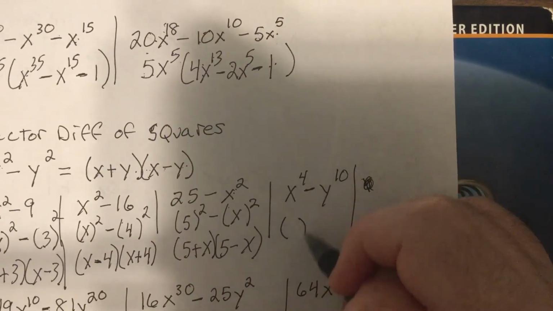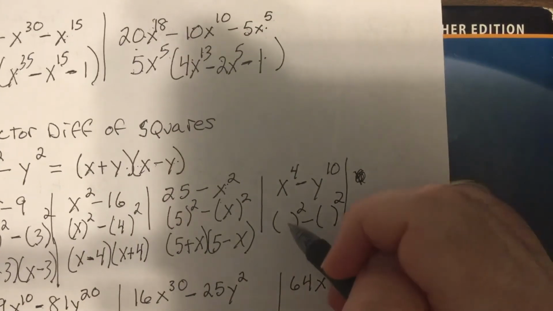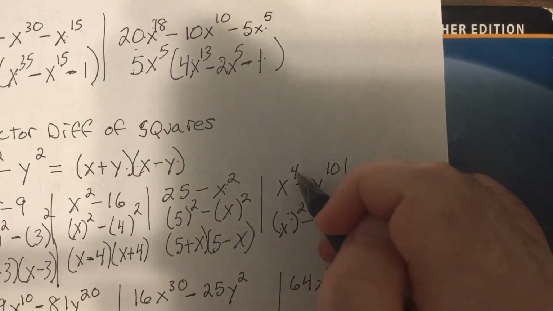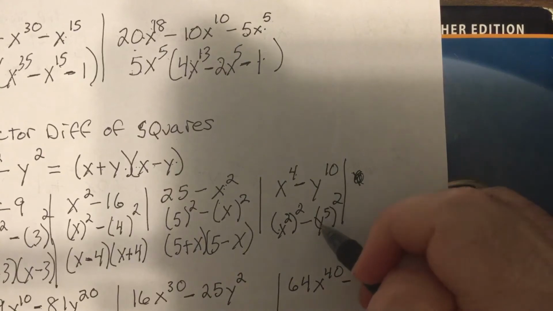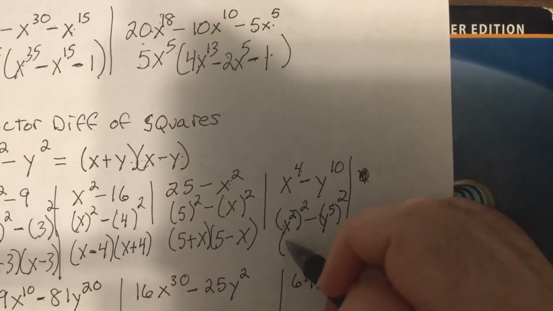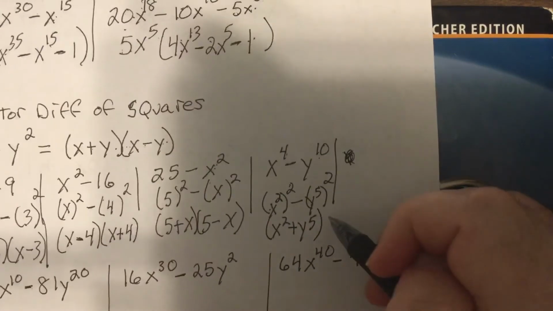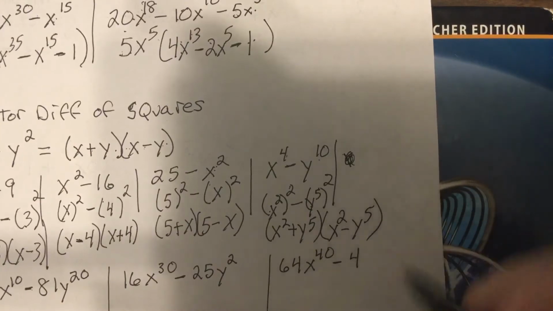Okay, we're getting a little bit more challenging here. So, when I have a base raised to a power, I multiply. So the question really is, what times 2 is 4? And that's 2. So y to the 5th squared. So it'd be x squared plus y to the 5th, x squared minus y to the 5th.